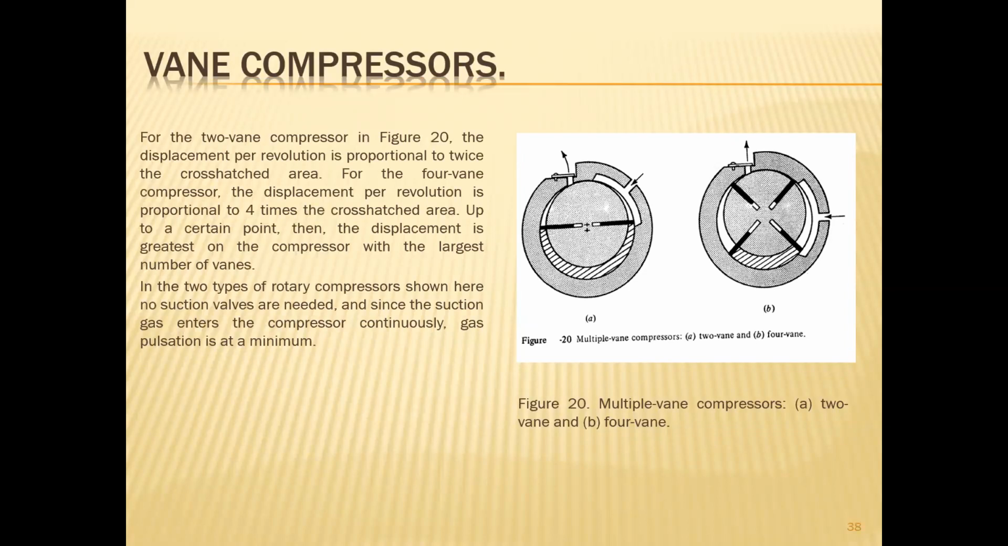So, in the two types of rotary compressor shown here, no suction valves are needed. And since the suction gas enters the compressor continuously, gas pulsation is at a minimum.